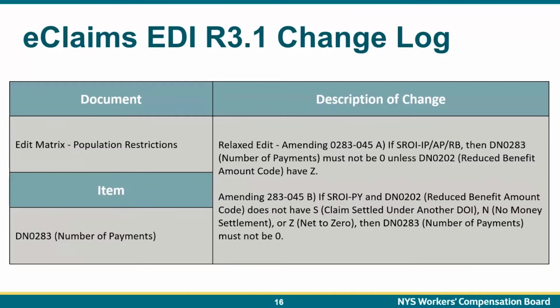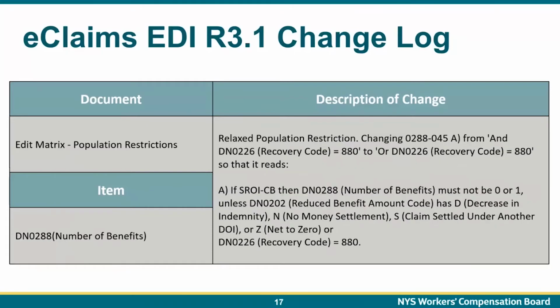eClaims change log item number 54 is another relaxed population restriction, and this one is on the number of benefits. We already have the relaxed edit for no benefit segment if it's Z, but now what we did is we modified the rule. So we changed the AND to OR when it's referencing recovery code 880 for the CB, and this is based on the section 4 rules.